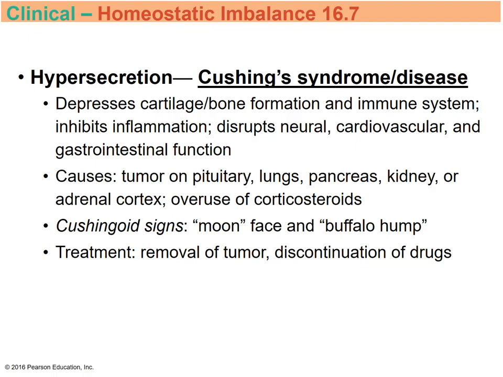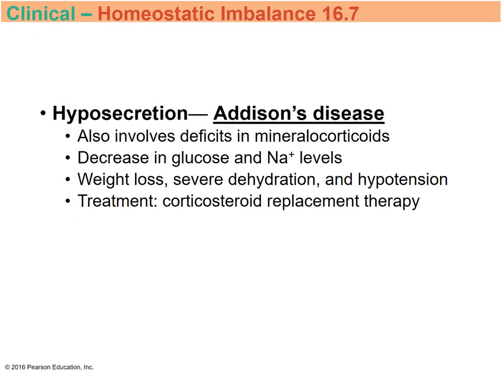Several potential causes could be tumors. What are some of the signs? You get what's known as a moon face or a buffalo hump. The buffalo hump looks kind of like a bulge between the shoulder blades. What is the treatment for it? Removal of the tumor, or discontinuation of certain drugs.